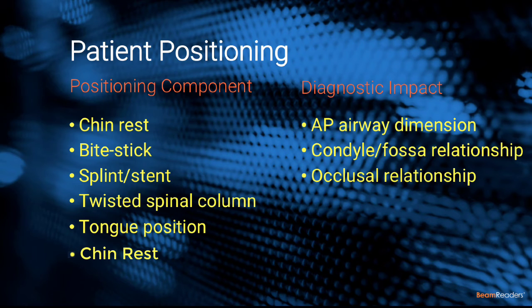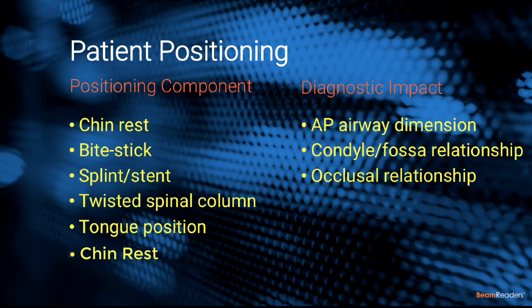We have a bite stick in place. This usually pulls the anterior teeth end to end. When you pull anterior teeth end to end, especially in a patient who's either class 1 or class 2 skeletal, you're going to find that that opens up the AP airway dimension. It also pulls the condyles forward, so the condyle-fossa relationship is not necessarily accurate. And if we're going to separate the anterior teeth, most likely we are going to separate the posterior teeth as well, and that's your occlusal relationship. So bite stick gives an example of impact on all three of those areas.